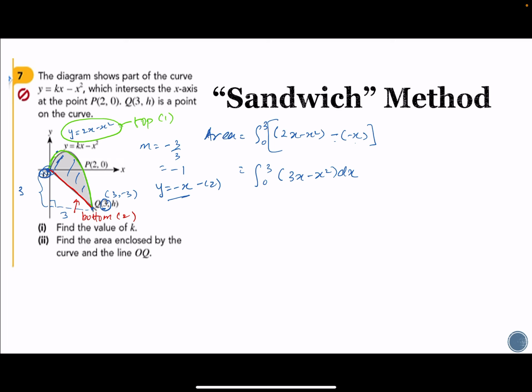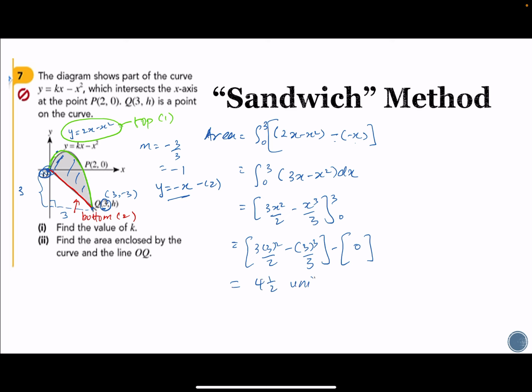Remember, no need to minus, so it's straight away what you get. In this case, we're going to have 3x squared over 2 minus x cubed over 3, integrate as per normal. Putting in the values, we have 3 squared over 2 minus 3 cubed over 3, minus away 0. I don't bother to put in, everything will be 0. When you calculate this, you will get 4.5. For some strange reason, a lot of our areas end up as 4.5. It's not always, it just happened to be.